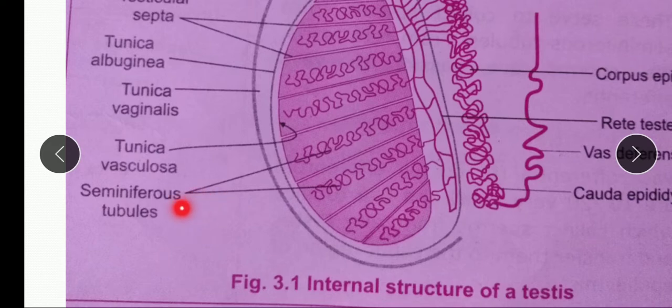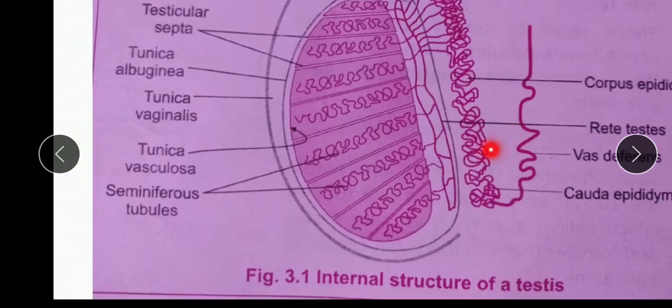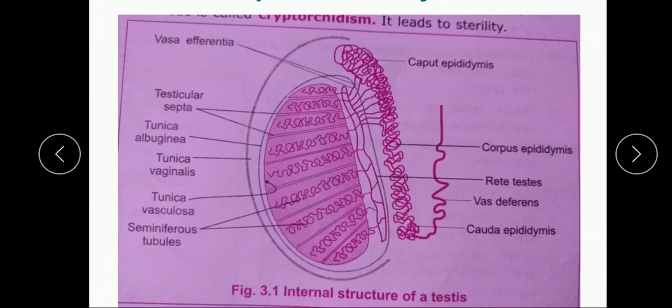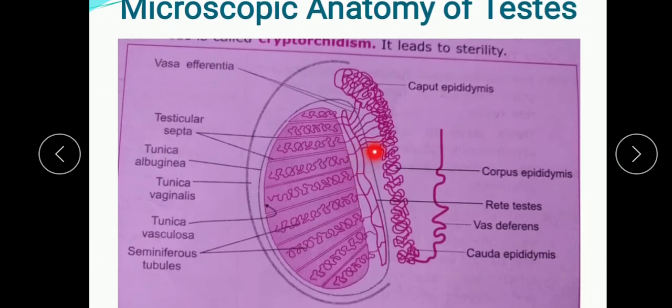These are about 70 centimeter long when uncoiled and richly supplied with blood capillaries and nerve tissues. Now the region outside the seminiferous tubule is filled with connective tissue, which contains the interstitial cells or the Leydig cells. So this is the vertical section of the testes I showed you.